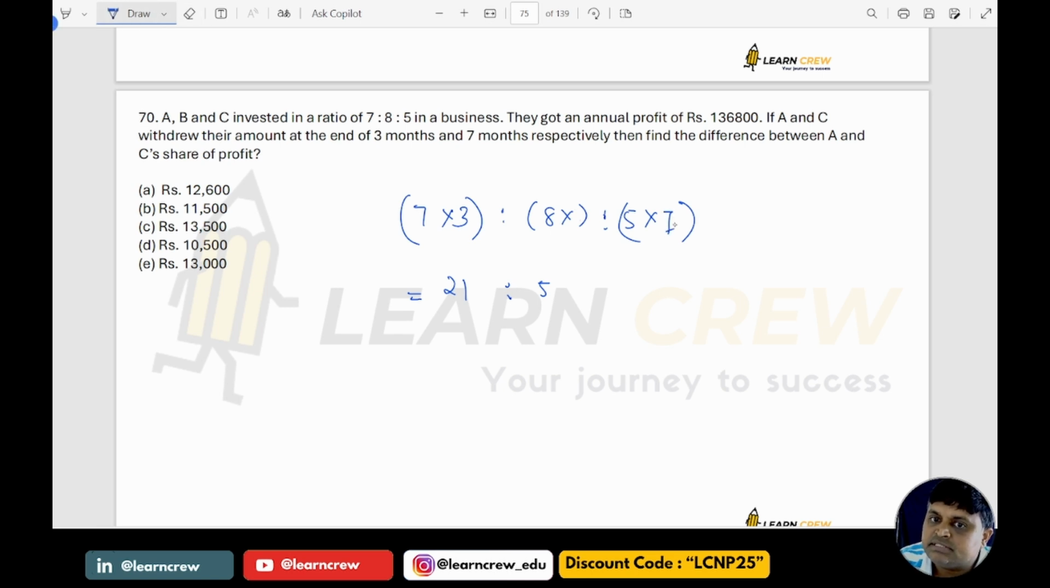So it is 7 months. It is 12 months. 8 12s are 96. 5 7s are 35. Now 21 plus 96, how much are you going to get? 96 plus 35 is 131. 131 plus 21 is 152. 152 parts is 1,36,800. Then find the difference between A's and C's share. The A and C difference is how much? 14 parts.